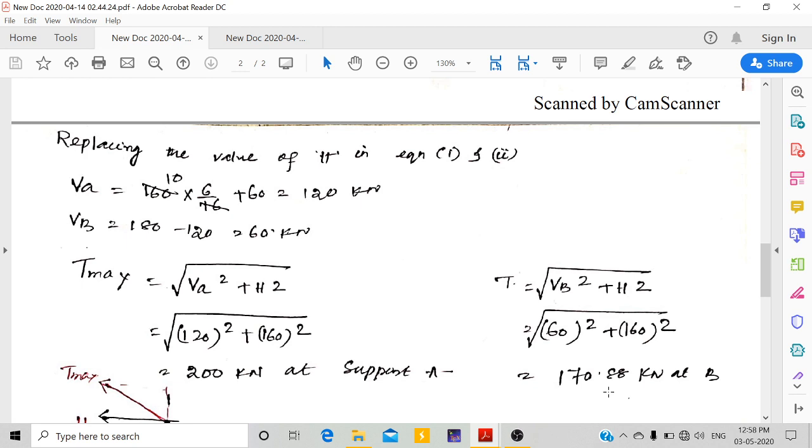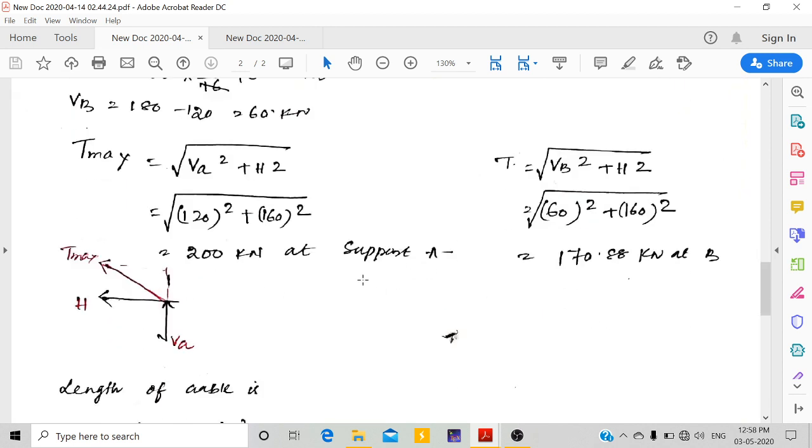So it can be concluded that when supports are at different levels, we will get the Tmax at the point where the support is at the higher level, right? So this is the free body diagram. If I am going to resolve it, this H and this Va will be going like this. So this is my resultant. So this is how we are calculating.